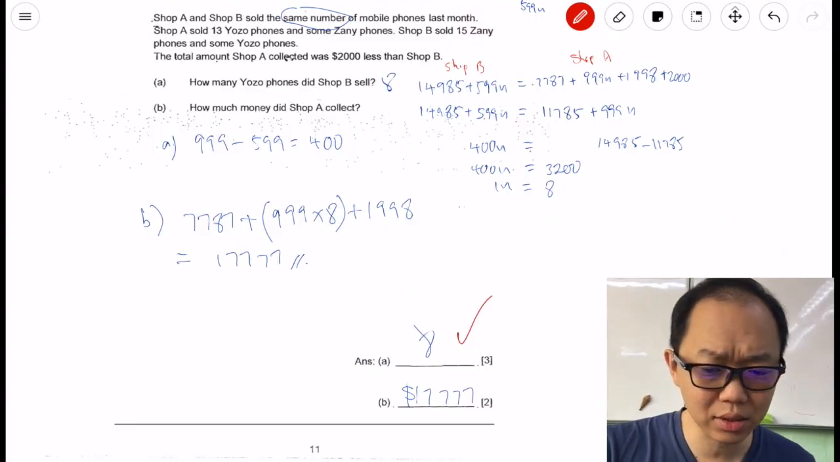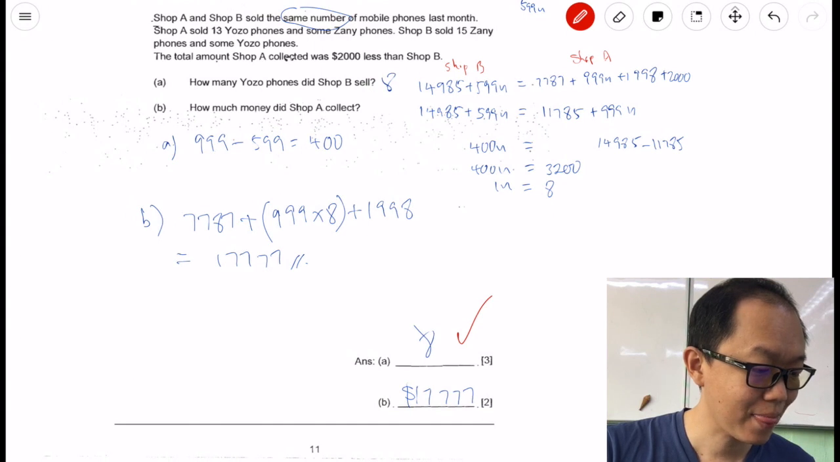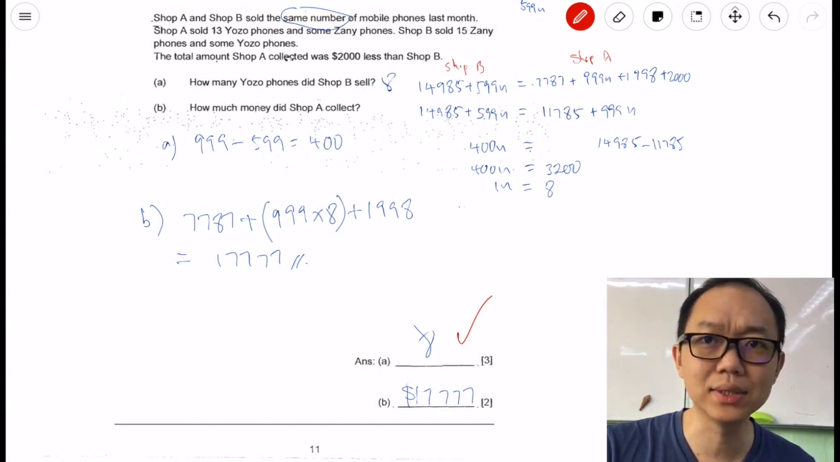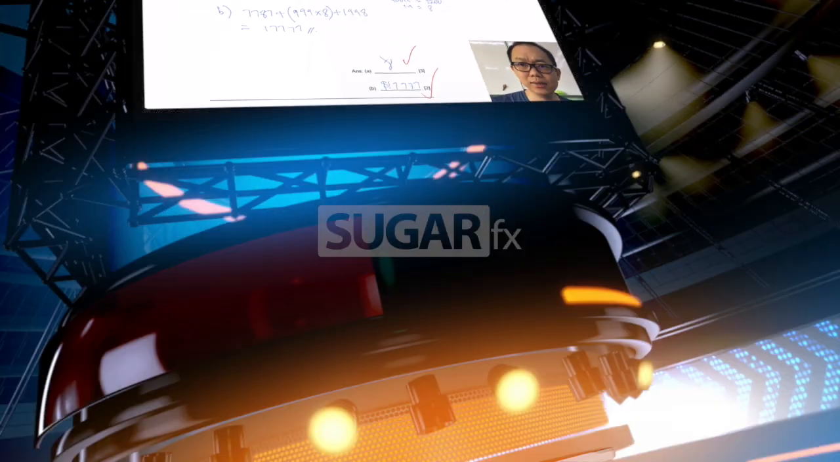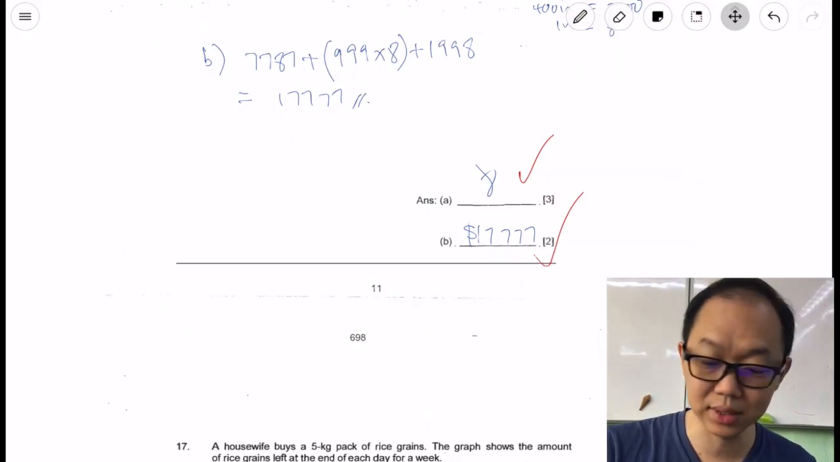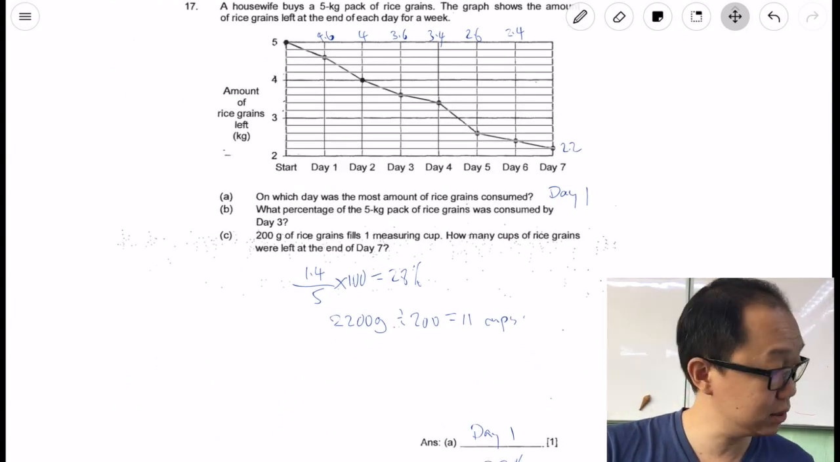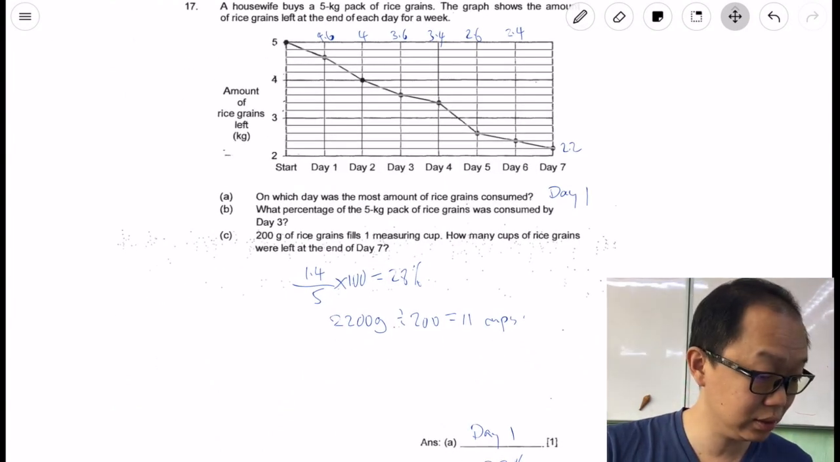So how much money did shop A collect? What? The answer says $17. I think my answer is correct. I think it should be 17,000. Cannot be $17. Yeah, you should. So, you know, sometimes you gotta check your answer, right? The answer says $17.77. I don't think that's correct. So far, so good.